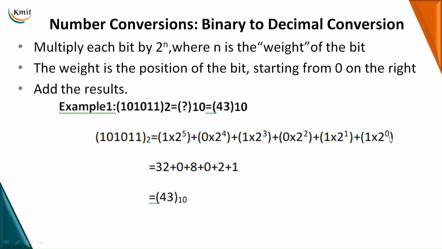This entire result will give you the decimal equivalent. So 32 plus 0 plus 8 plus 0 plus 2 plus 1. So it is 43, which is the decimal conversion of my binary number 101011.